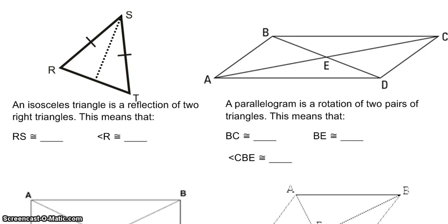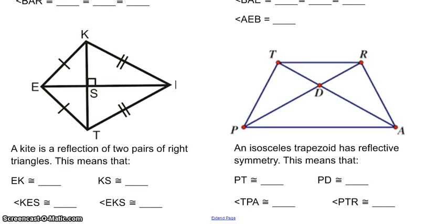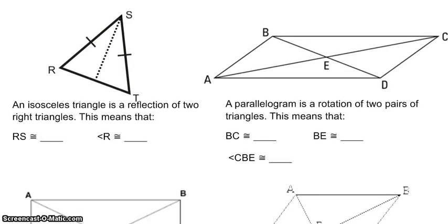I'd like you to begin by pausing the video and trying to fill in the blanks in these 6 questions. The first 2 are about an isosceles triangle and a parallelogram. The next 2 are about a rectangle and a rhombus. And the last 2 are about a kite and an isosceles trapezoid. Again, please pause the video and try and fill in the blanks in these as best you can. The answers will be up in 3, 2, make sure you've tried these first.